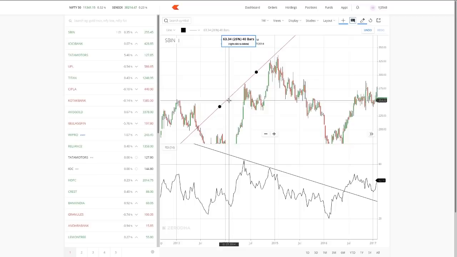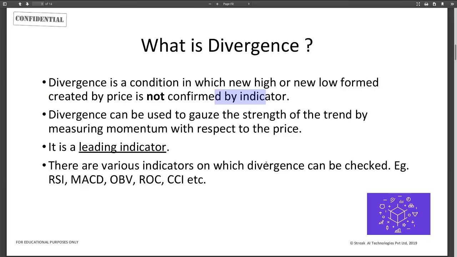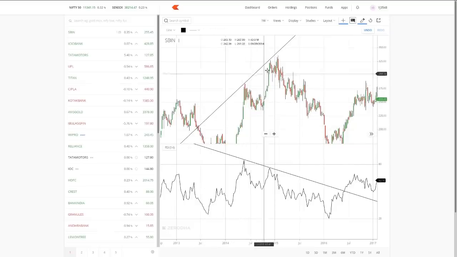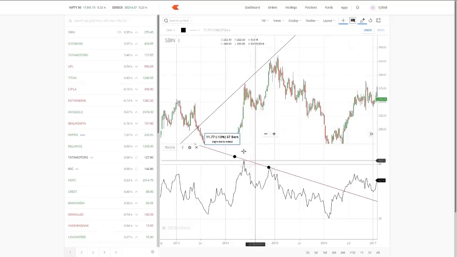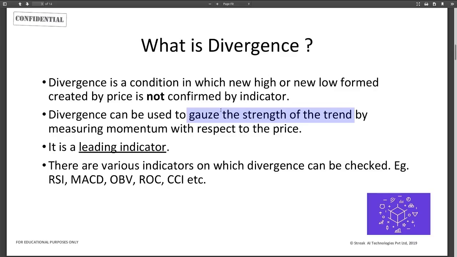So to simplify, when the price is forming new highs or new lows, the indicators are forming new highs or new lows in the opposite direction. So here the price has formed a higher high, whereas the indicator has formed a lower high. Great. So divergence can be used to gauge the strength of the trend by measuring the momentum with respect to price. Here the price went up, but the indicator didn't show that the momentum was there, so the trend looked like it might reverse.